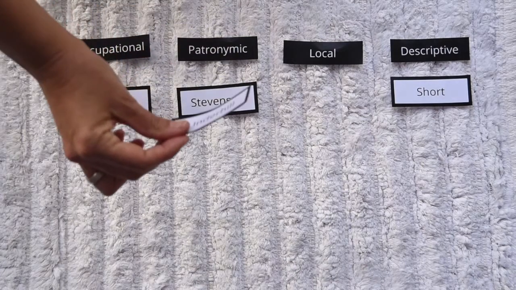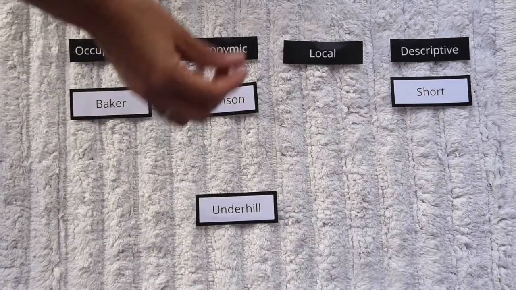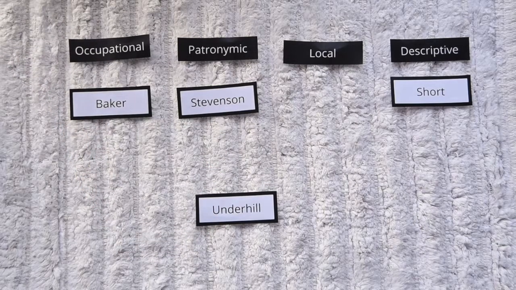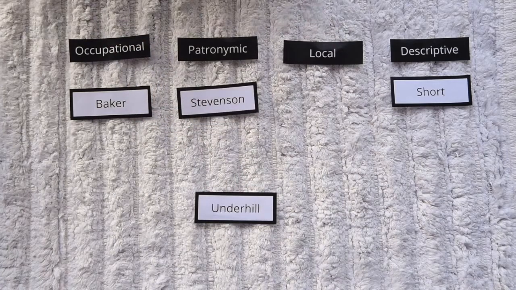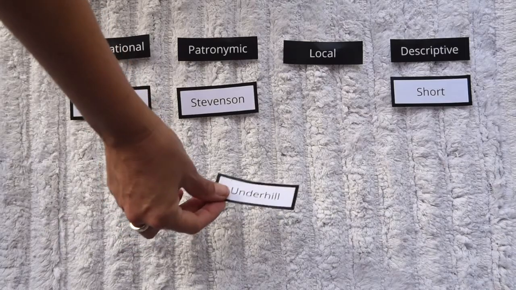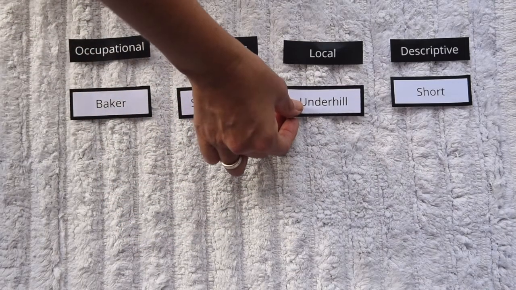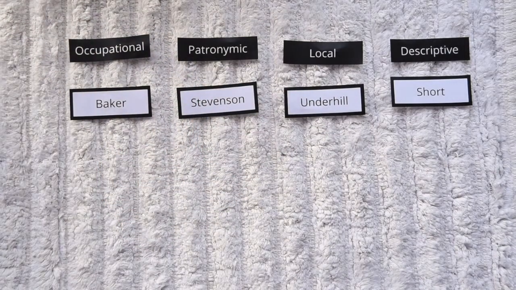Do you remember we were talking about John Baker and John who lived under the hill? Here we have Underhill. That's a local name. That describes the area or something pertinent. Underhill.